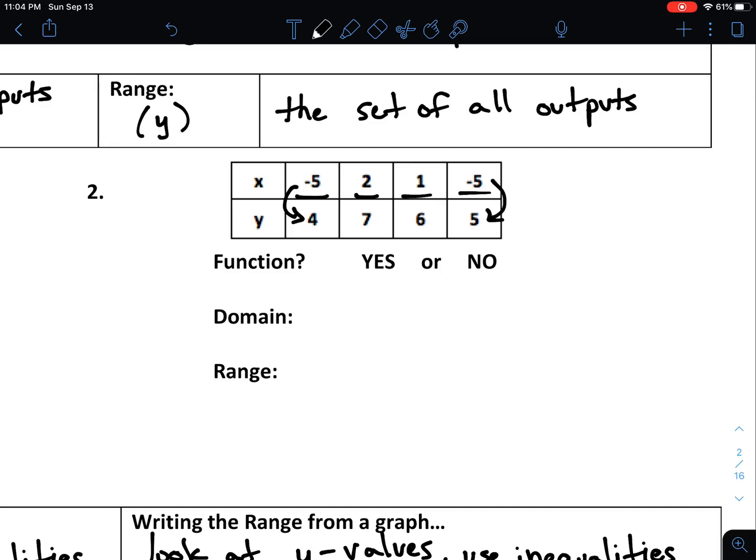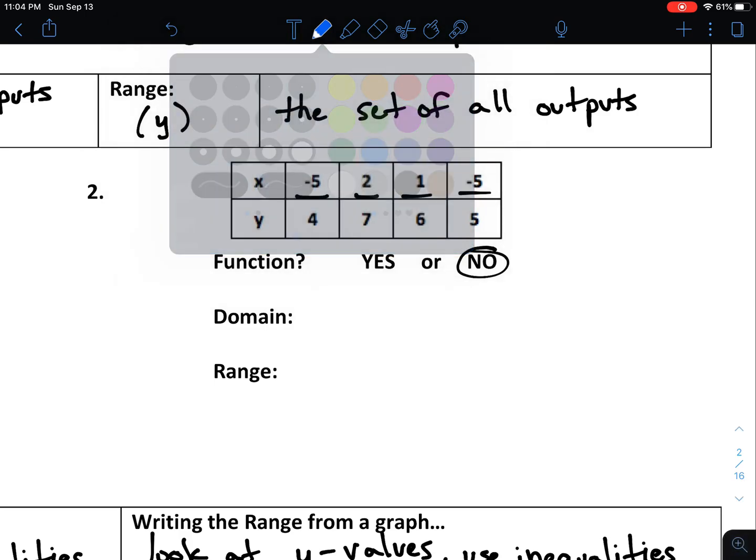And we said in order for a relation to be a function, each input has to have exactly one output. This time, the input of negative 5 has 2 different outputs, which is a problem. No, this is not a function. If this second negative 5 had also gone to the same number, so let's say negative 5 went to 4, and then later on negative 5 still went to 4, then we would be okay. And it doesn't happen very often that it goes to the same number twice, but if it did, then we would be okay. And then you could have said, yes, this is a function.